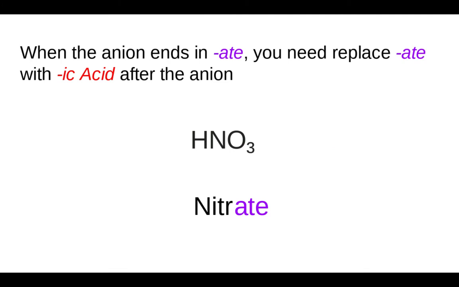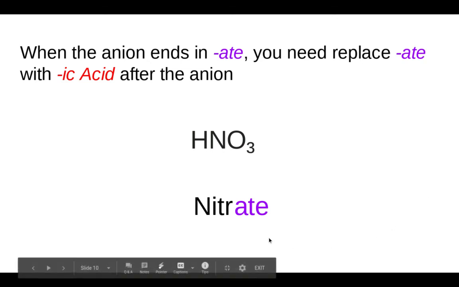So rule 2 is more simple. When the anion ends in ate, you need to replace the ATE with ic acid after the anion. No hydro, only ic acid. So here we have nitrate, but because it's part of the acid, we're going to remove the ate and add ic acid. And this acid is nitric acid.